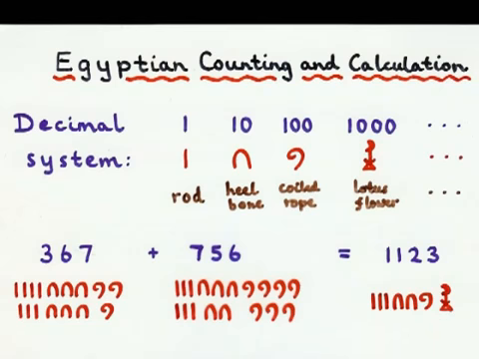And then you add them together by collecting the symbols together, and whenever you've got a group of 10, you just replace them by the next symbol. So 10 rods gives a heel bone, and 10 coiled ropes gives a lotus flower.